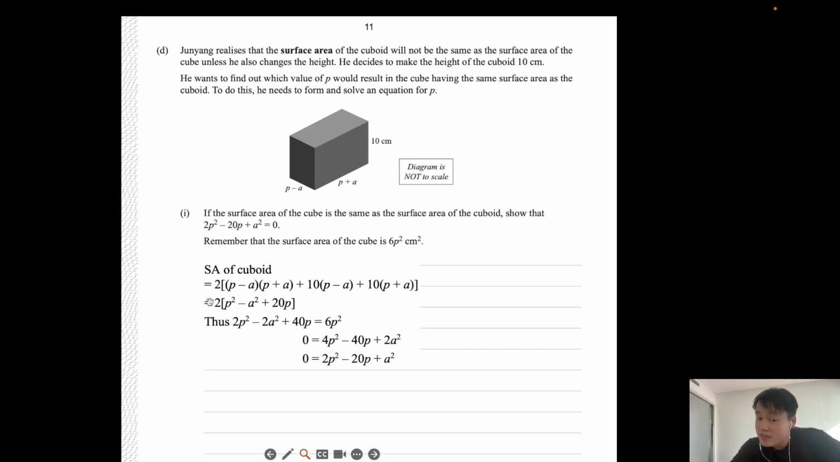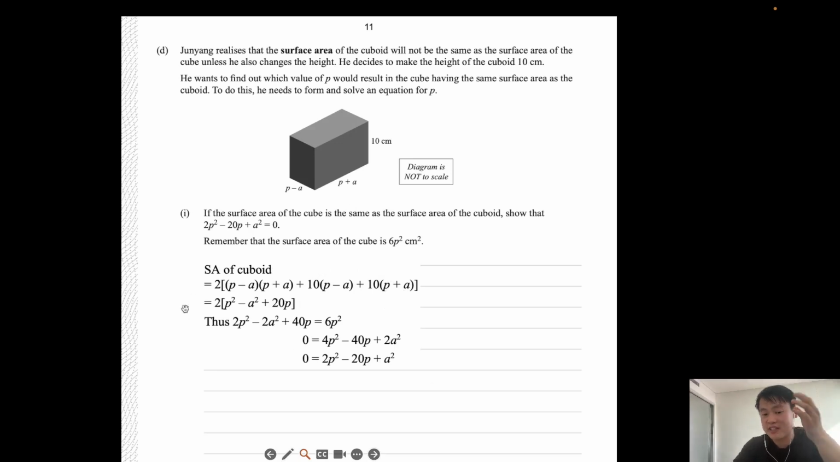So that's what they've abbreviated over here. It just means, do you agree that every single one of these faces you see over here is multiplied by 2? Of course. So that's why you do 2 overall multiplied by p minus a times 10, p plus a times 10, plus p plus a times p minus a. Okay? Like this. You don't need to be told the brackets inside there, because remember, there are a lot of ways you can approach this question.